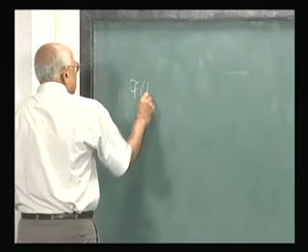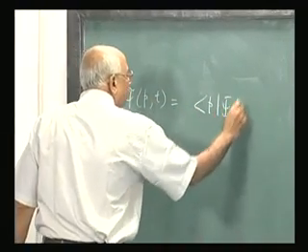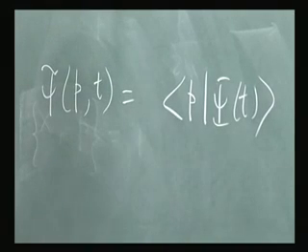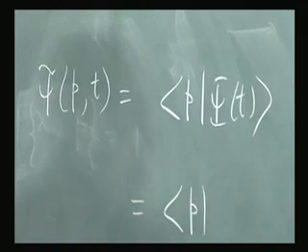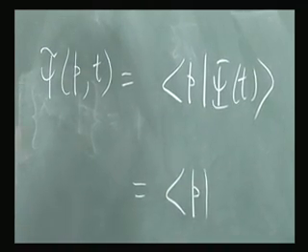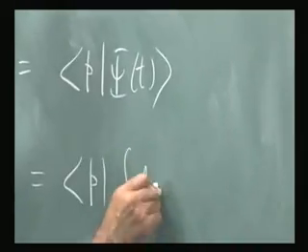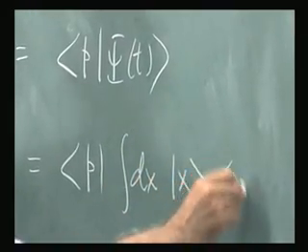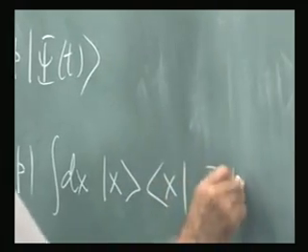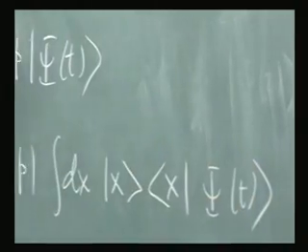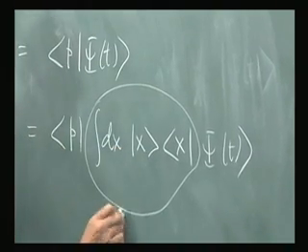Psi tilde of p comma t equals the bra p with psi of t, and I want to relate it to psi of x comma t. So what should I do? When in doubt, insert a complete set of states. When in doubt, always put in a unit operator. So the unit operator can be written as integral dx |x><x|, that is the unit operator, and that acts on psi of t. This is the ket vector on the right hand side, it acts on that. So what I did was to insert a unit operator.